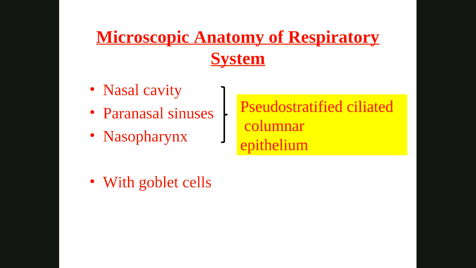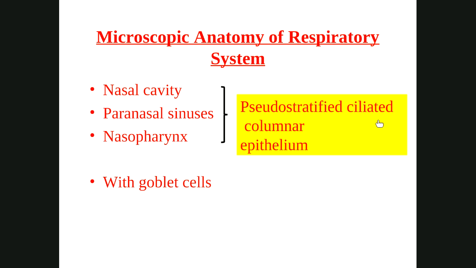Okay, so let's look at the microscopic anatomy. You have the nasal cavity, paranasal sinuses, and nasopharynx. Remember, pseudostratified ciliated columnar epithelium. Why is it ciliated? Because it has to pick up all the junk from the atmosphere. So the dust, the pollen, whatever we're breathing in, the cilia are like little brushes, right? And they grab the stuff that comes in and it comes back out.